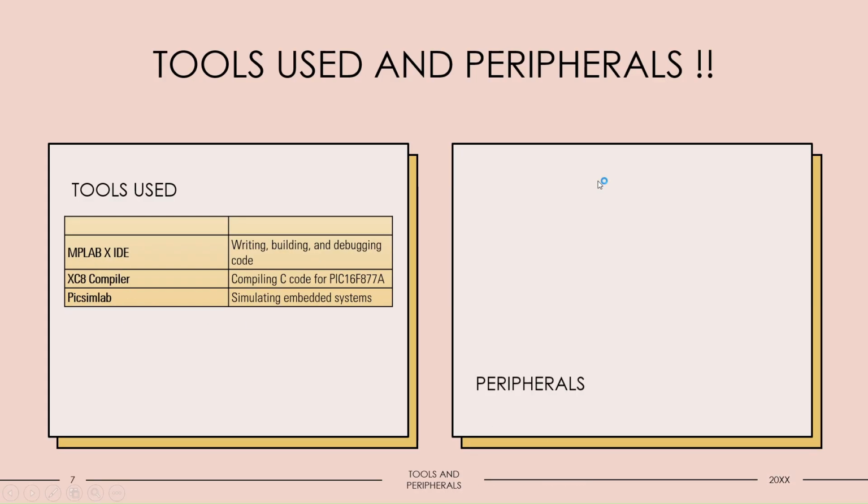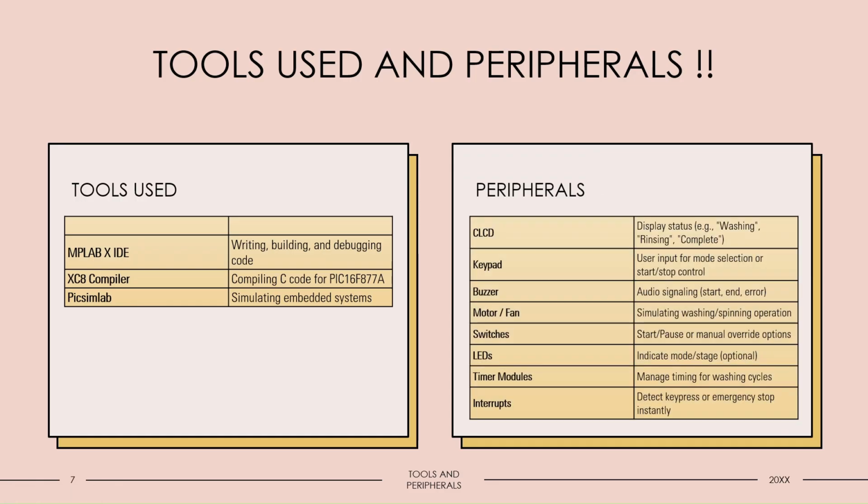Then we have the peripherals. We have the CLCD. With the CLCD, we display the status in the washing machine, like washing, then rinsing, power on, press key 5.